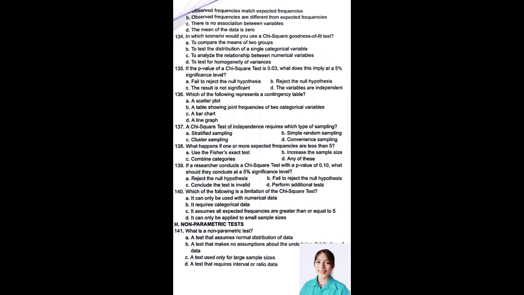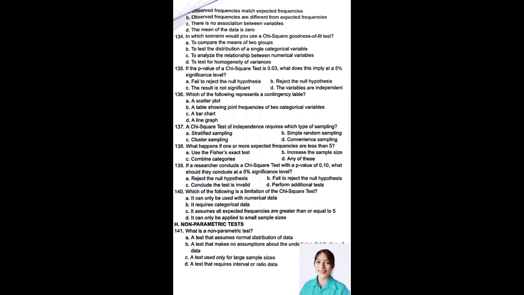Next is 140. Which of the following is a limitation of the chi-square test? So as you can see in the four options, option C is the limitation of the chi-square test, which is it assumes all expected frequencies are greater than or equal to 5. Then we have the test on non-parametric tests. So 141, what is a non-parametric test? So when we say non-parametric test, it makes no assumption about the underlying distribution of data. So that's in option B.